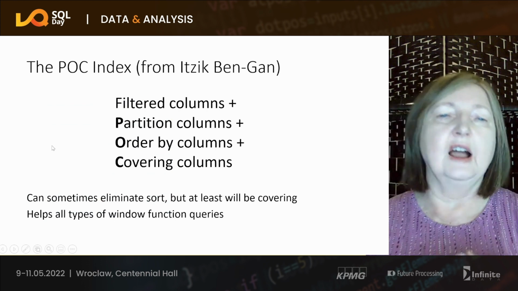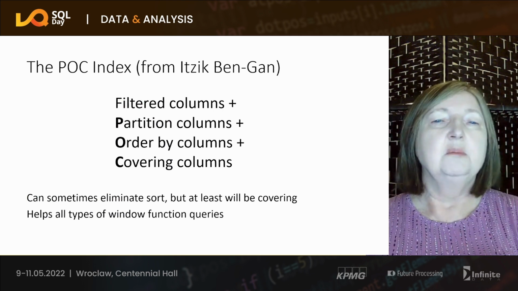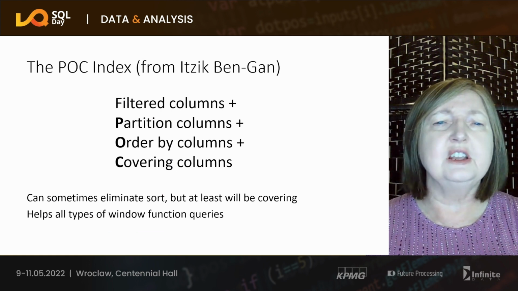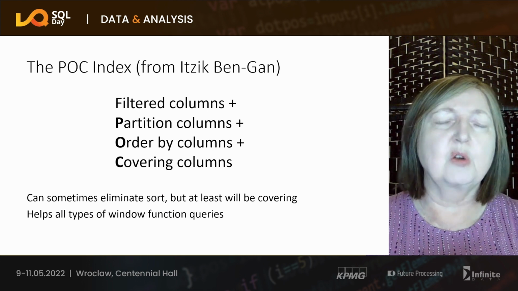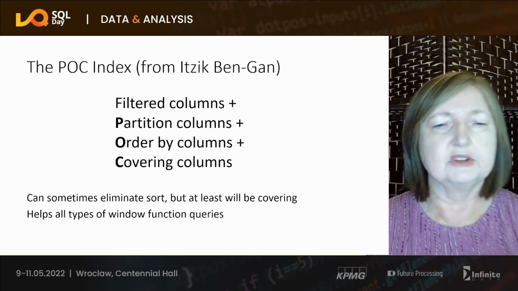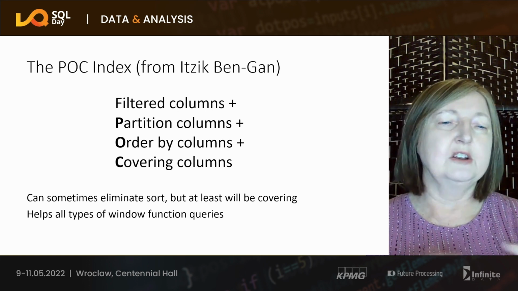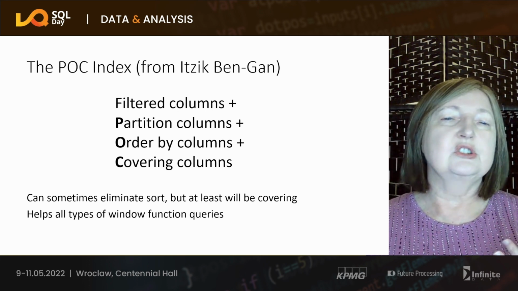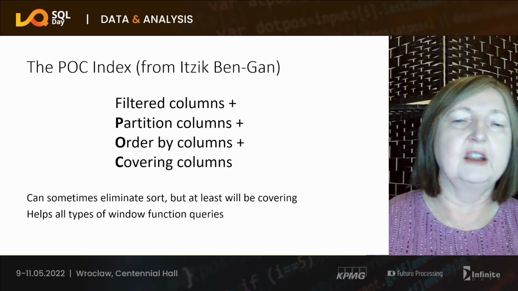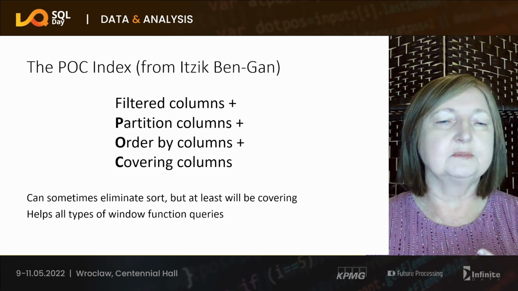The first thing that you might consider when doing this, and of course you can't always add an index, but Itzik Ben-Gan had suggested using a POC index. So if you have a copy of his book or seen any of his sessions on windowing functions, you'll hear him talk about that. And I think that he came up with this. That's where I learned it. And basically he's saying if you add a non-clustered index, you should start with the filtered columns, then add the partition by columns, then the order by, and then any additional columns in an include as covering.